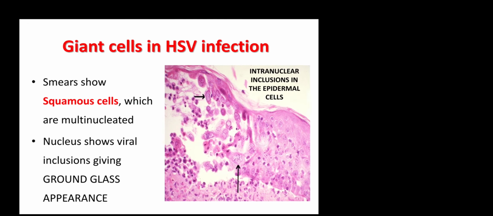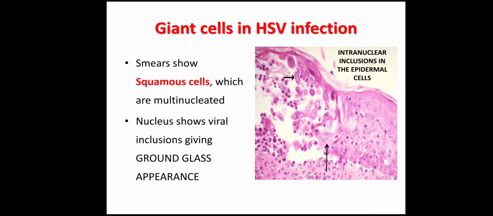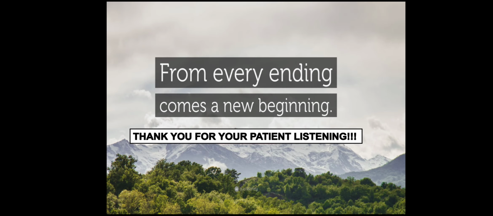So these were the various giant cells which are seen in pathology. There is one more giant cell, that is the RS cell, which is seen in Hodgkin's lymphoma. It can have a single nucleus or multiple nuclei, sometimes two nuclei. That I will be covering separately in some other talk.